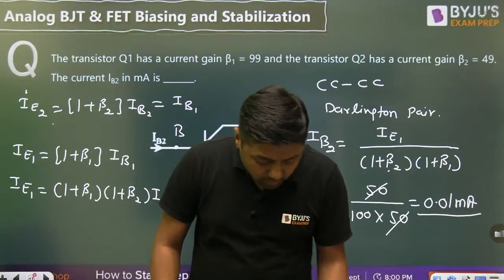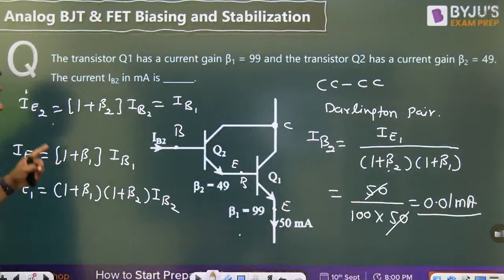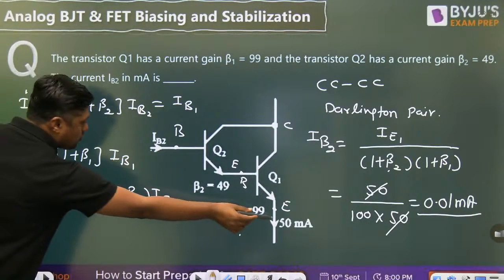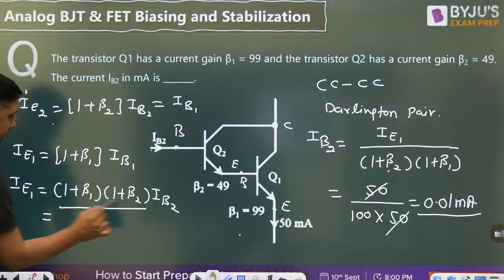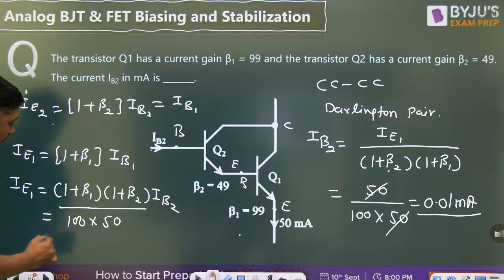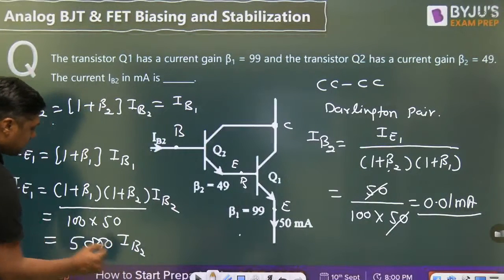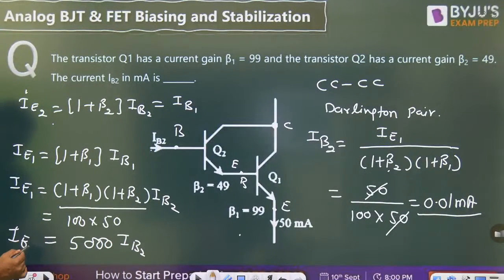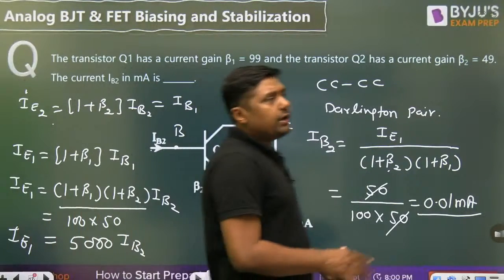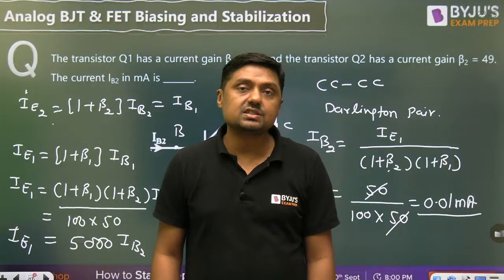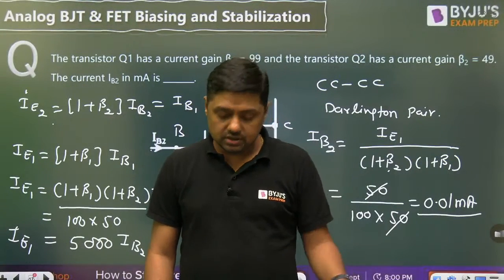What is another name of this circuit? For this, the current gain is very, very large. Actually, what is the current gain? This is the input current and that is the output current. This is called current gain. What is the current gain? 100 into 50, 5000 is the current gain. Output current is 5000 times the input current. That's why it is called a super beta transistor. This is the Darlington pair.